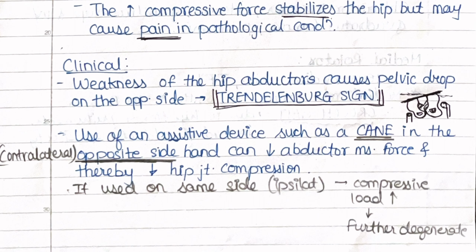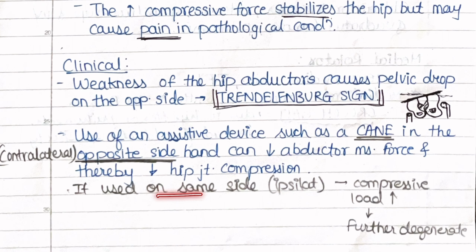I have seen PYQs. So they ask that if hip abductor muscles of the left side of the hip joint are weak, in which hand should you hold the cane? You should always hold the cane on the side opposite to which your muscles are weak. So if my left hip abductors are weak, I'll hold the cane in my right hand so that the opposite hand can decrease abductor muscle force and thereby decrease hip joint compression.